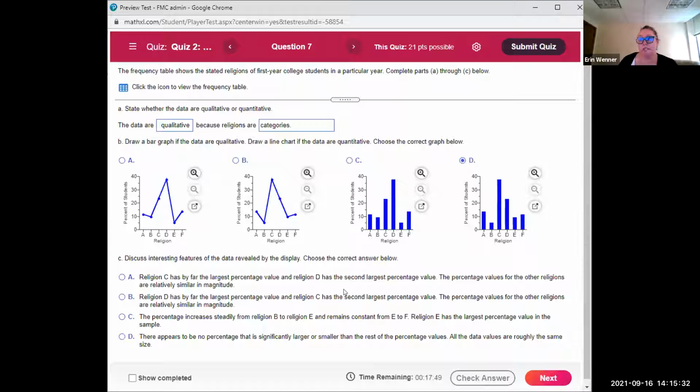Okay, so remember, religions are categories. They're not data points, like they're not numbers. Yes, there are percentages associated with them, but the thing that we're looking at itself is a category. We can't average a religion, or anything like that. So those were the two that we seem to struggle with the most.